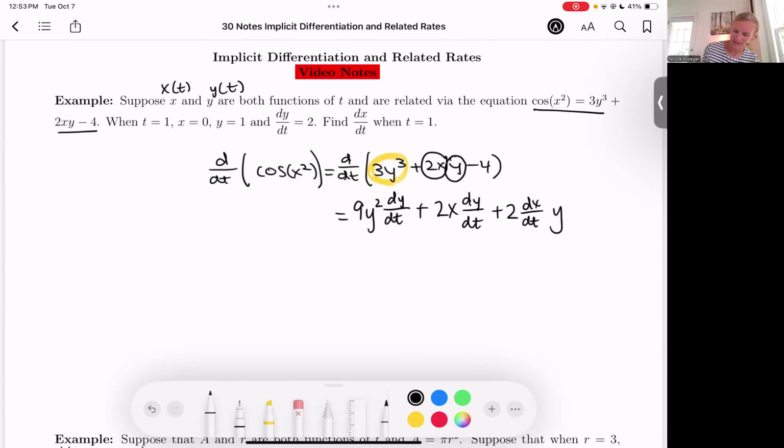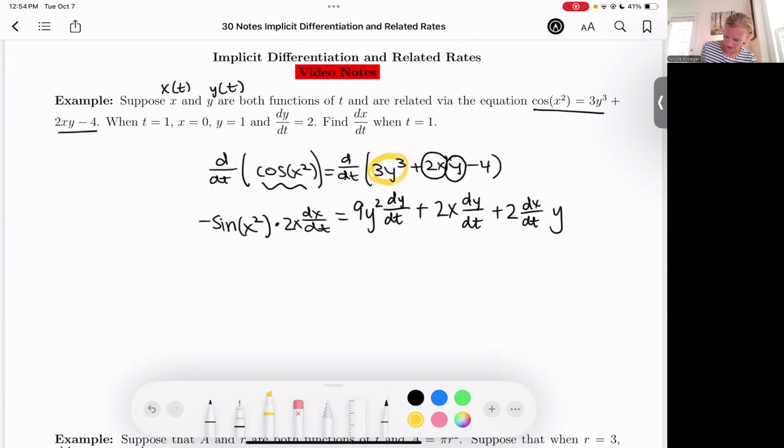Okay, and so now on the other side of the equation, remember x squared, x is a function of time. So I'm going to have to use the chain rule to take the derivative of x squared, also the chain rule to take the derivative of cosine of x squared. The outside function is cosine, the inside function is x squared. So I'm going to end up with negative sine of x squared times the derivative of x squared, which is 2x dx/dt.